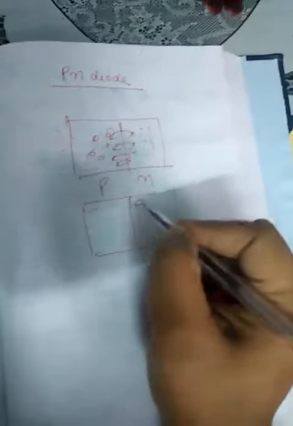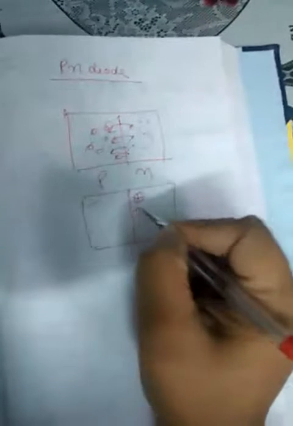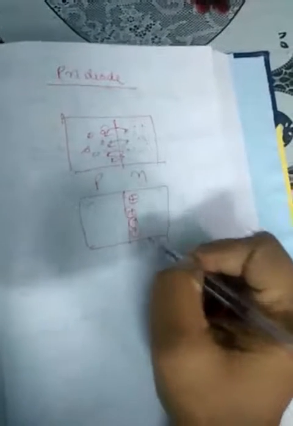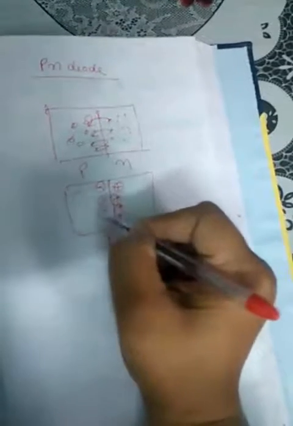Since they have left their space, they leave behind immobile ions, which are called positive immobile ions. Why? Because the atoms in the n-type semiconductor have lost electrons, and anything which has lost an electron becomes deficient. So now they become positive ions. Since the atoms on the other side have gained electrons, they become negative ions. So at the junction, a layer is formed which consists of both positive and negative ions. This layer is called the depletion layer or potential barrier.